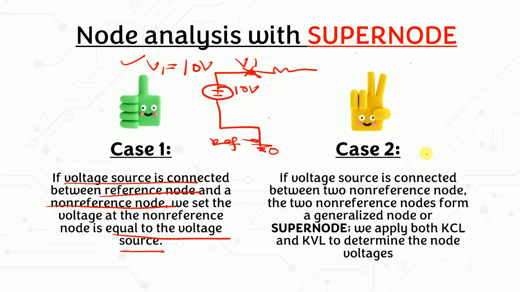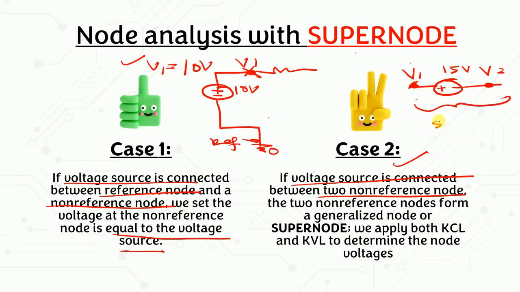And for case 2, if you have a voltage source connected between two non-reference nodes, let's say you have these two nodes, V1 and V2, and then you have this voltage source here, let's say equal to 15 volts. This we also call a supernode.